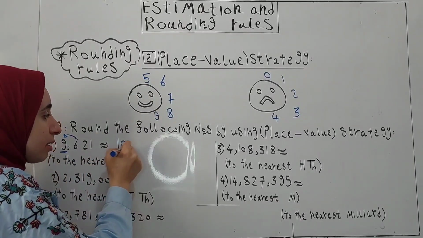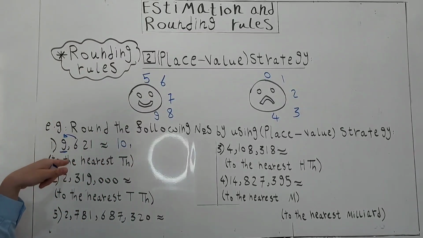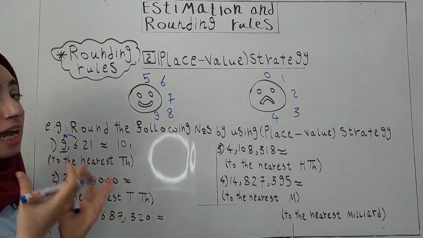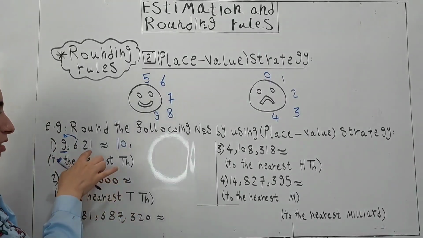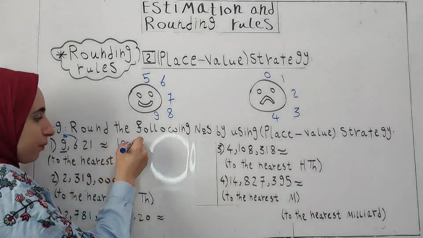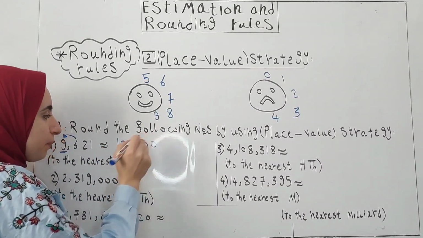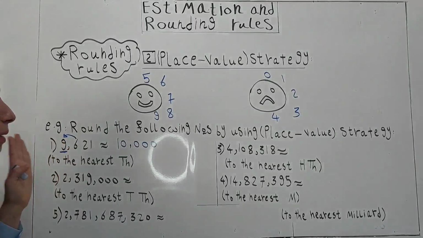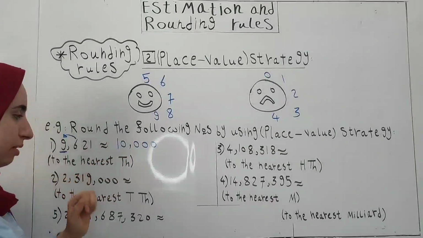Then, we replace the digits in the last place with how many zeros? Let's count with me. 1, 2, and 3. So, these numbers approximately equal 10,000.